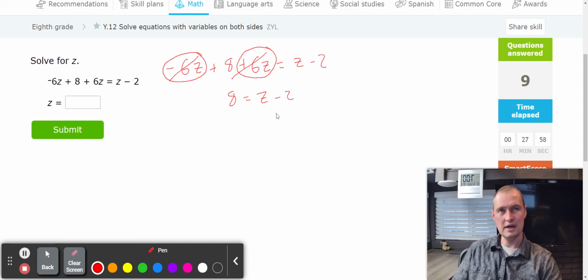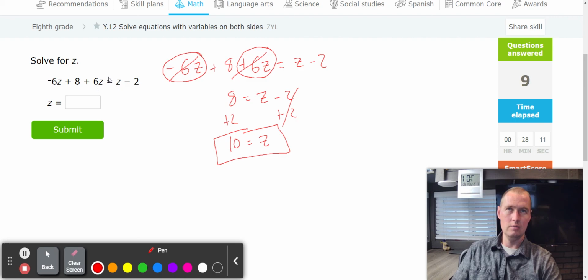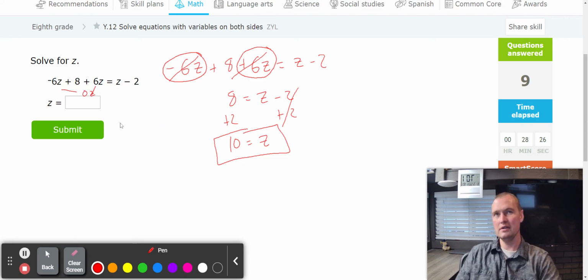So here on the right side, add 2 to both sides. 8 plus 2 is 10 equals Z. So what looked like a really difficult and hard problem actually was not bad at all. Now, what would happen otherwise? If you put these two together, you just have a 0Z. Okay, so that's why they eliminate. So when you see that, just cross them out.